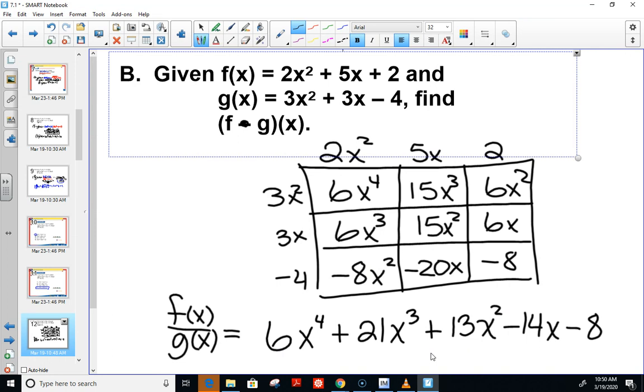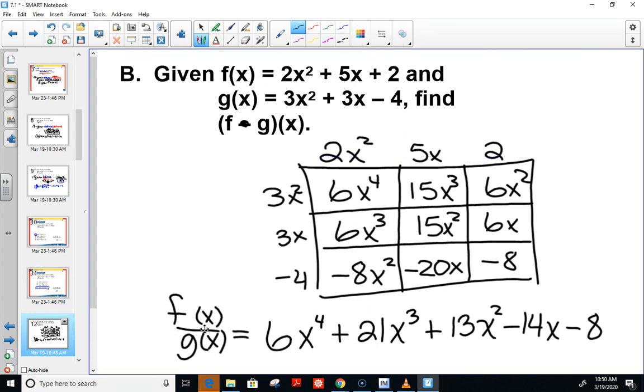Okay, so I'm thinking you guys got there. I don't know why I wrote division here. This should equal multiplication. I got 6x to the 4th. I'm going to erase that. F times g of x should be equal to 6x to the 4th plus 21x to the 3rd plus 13x squared minus 14x minus 8. And my work is all in there. If I made mistakes, please feel free to let me know. But I believe that checks.